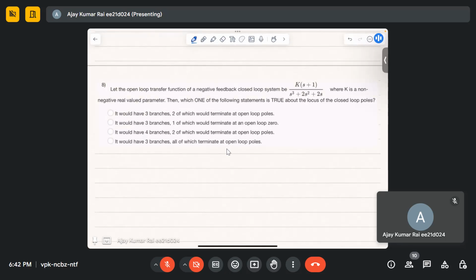So let the open loop transfer function of a negative feedback closed loop system be this, where k is a non-negative real valued parameter. So here k is greater than 0. Then which one of the following statements is true about the locus of closed loop poles? If you see the options, we have to find out how many branches it has and how many of them terminate at open loop zeros.